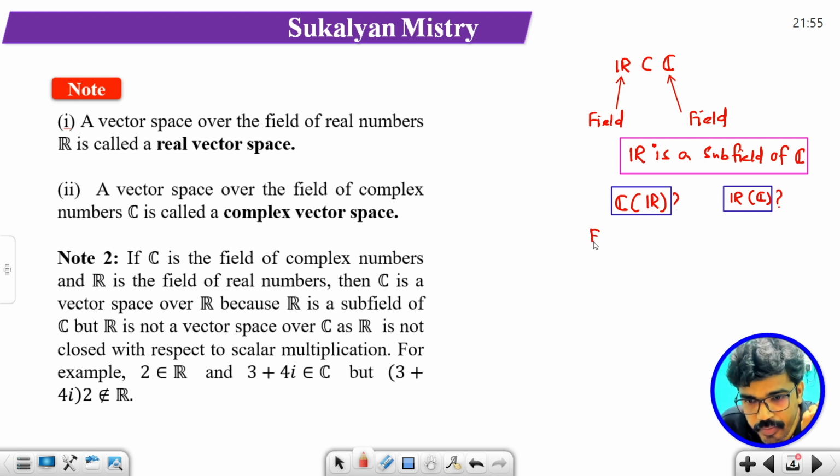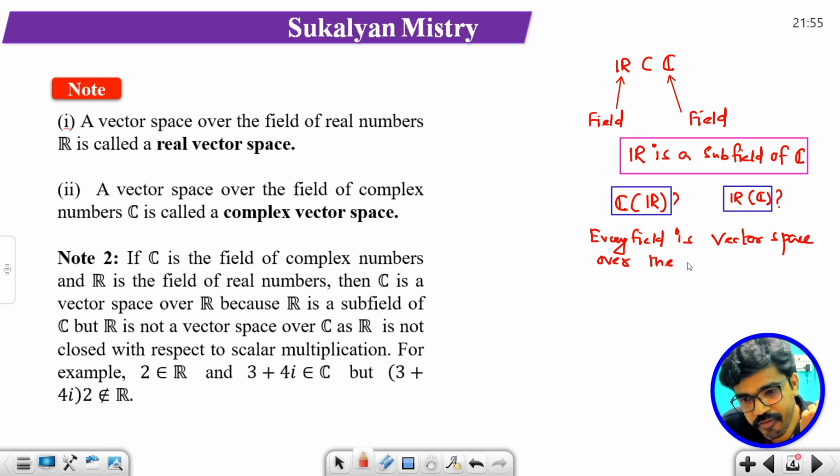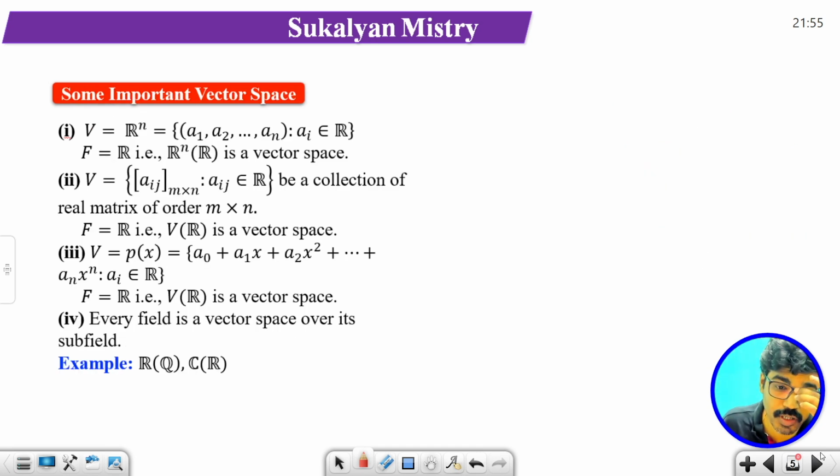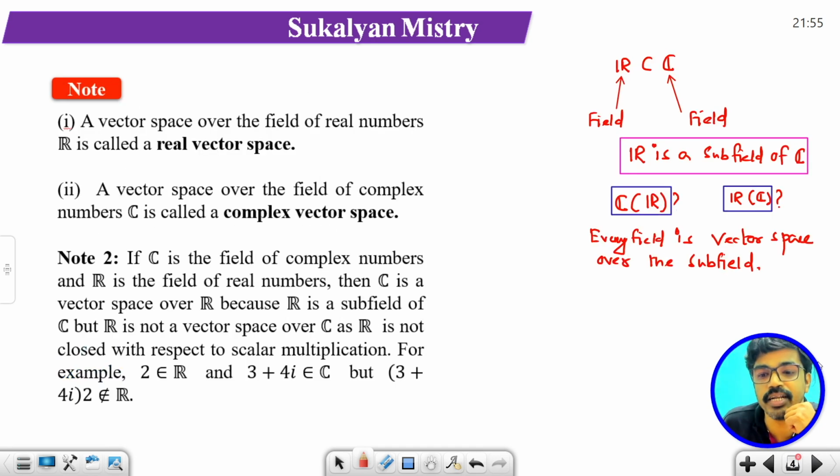Every field is a vector space over its subfield. It is a very important note. Every field is a vector space over its subfield.